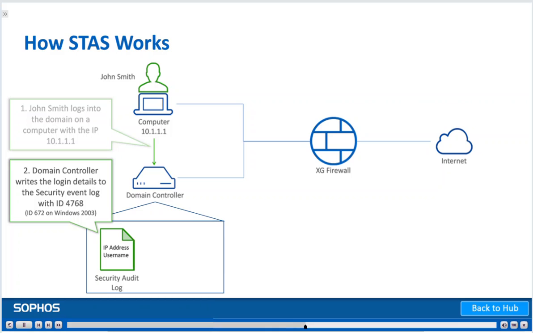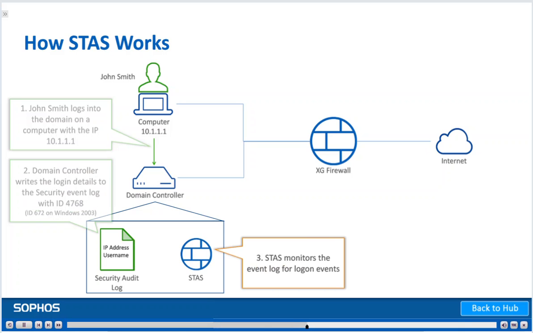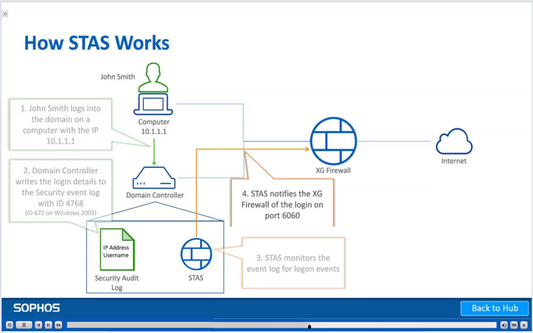As STAS is monitoring the event logs, you need to ensure that successful logout events are being audited in the local security policy. STAS, which is installed on the domain controller, monitors the event logs for login events. When a login event is detected, the STAS records the details. STAS notifies XG Firewall of the login and supplies the details recorded from the event log.